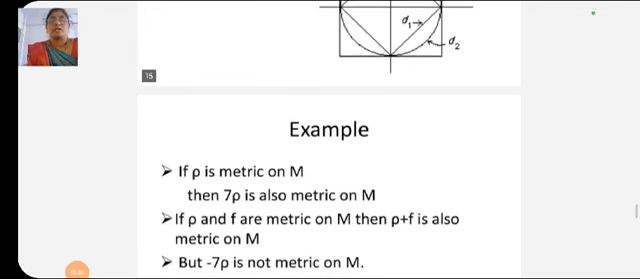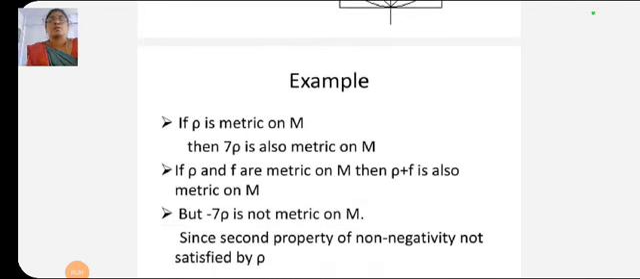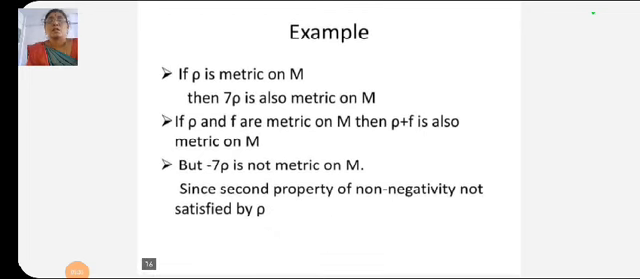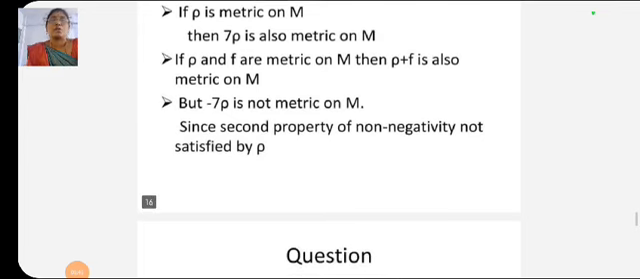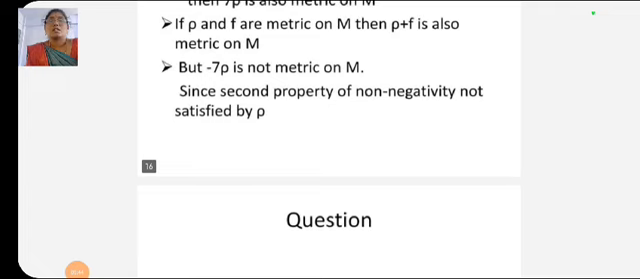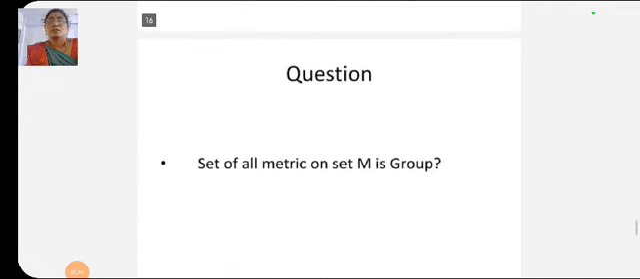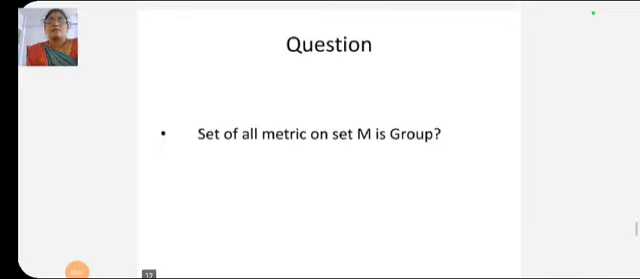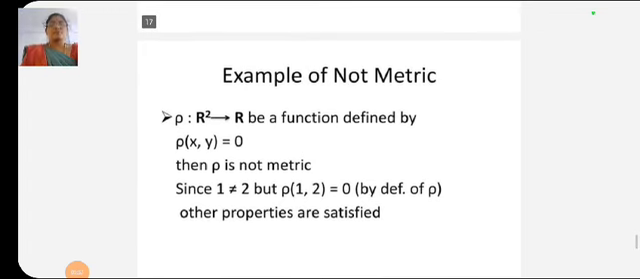If rho is a metric, then 7 rho is also a metric. If rho and f are metrics, then rho plus f is also a metric. Suppose 7 rho is not a metric, then the second property, non-negativity, is not satisfied by rho. Next, any questions from metric space or group? Example 4, we have to see next.